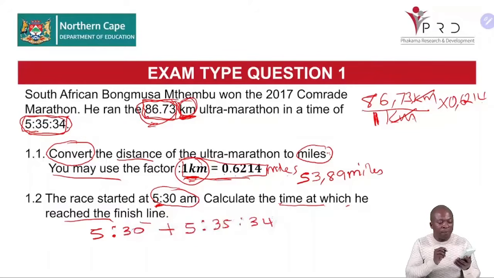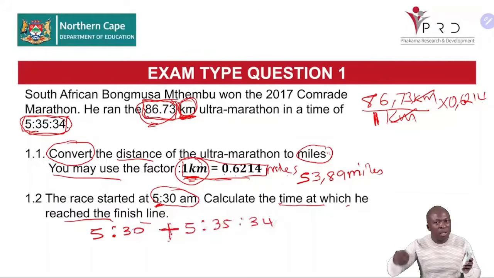So I'm pressing the 5. Every time you press the number, you must press that time button. Okay, every time you press the number, you press the time button. So it's going to be 5, time button, 30, time button. My next sign is what? Plus. So I'm going to say plus. What's my next value? 5. You press the time button, you press your 35, you press time button.